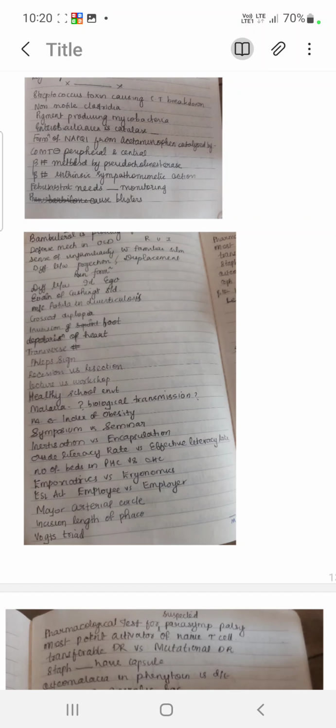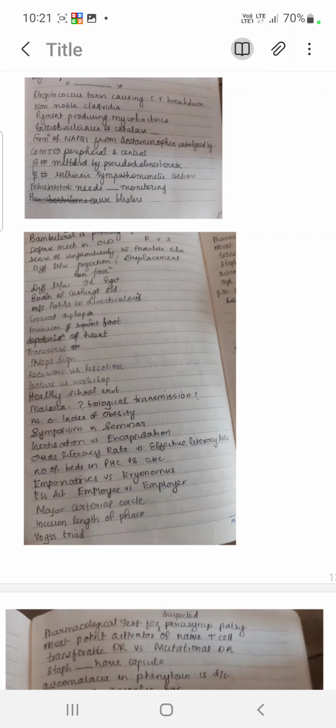COMT inhibitor which is acting both peripherally and centrally, two actions, so tolcapone. Beta blocker which is metabolized by pseudocholinesterase, so that is having a very fast action also, and cholinesterase, so the name is clevidipine cholinesterase. Beta blocker with intrinsic sympathomimetic action is pindolol. Febuxostat needs LFT monitoring, which is causing blister, phenobarbital. Bambuterol is prodrug of terbutaline.